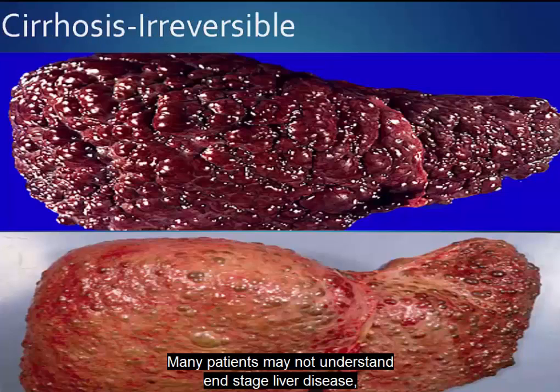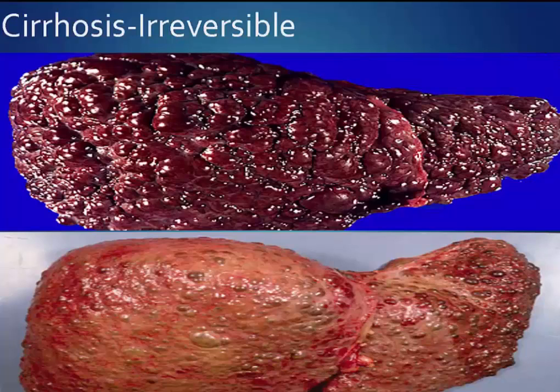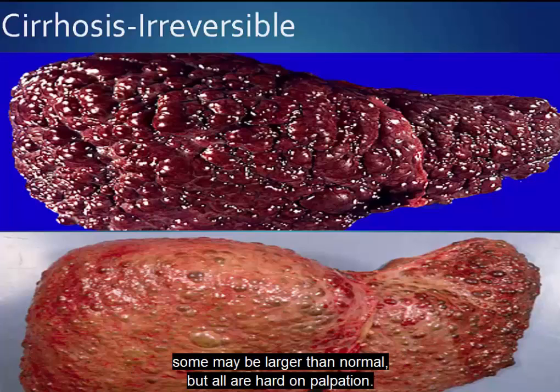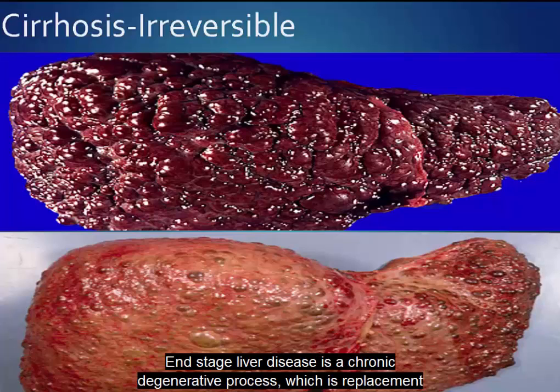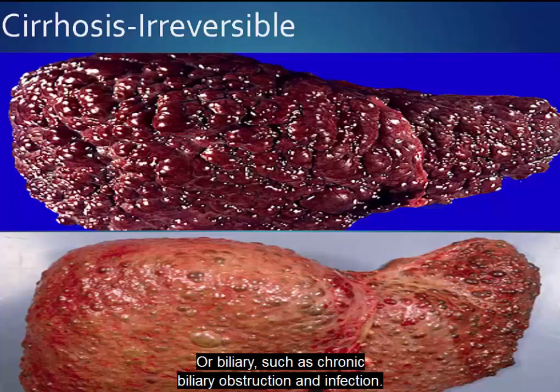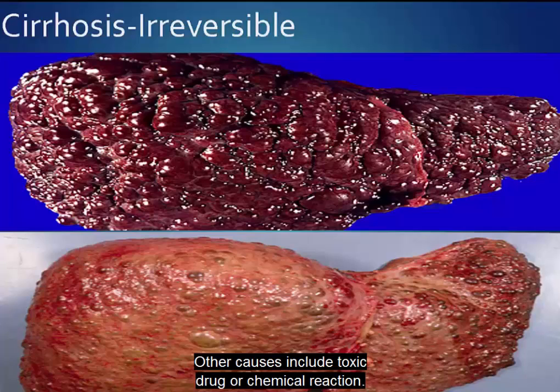Many patients may not understand end-stage liver disease, whereas cirrhosis may be a more common term. Cirrhotic livers have a cobblestone-like appearance, and although most are shrunken, some may be larger than normal, but all are hard on palpation. End-stage liver disease is a chronic degenerative process which is replacement of the normal tissue with scar tissue. And there are three types: alcoholic, which is the most common, post-necrotic, from acute viral hepatitis, or biliary, such as chronic biliary obstruction and infection. Other causes include toxic drug or chemical reaction.